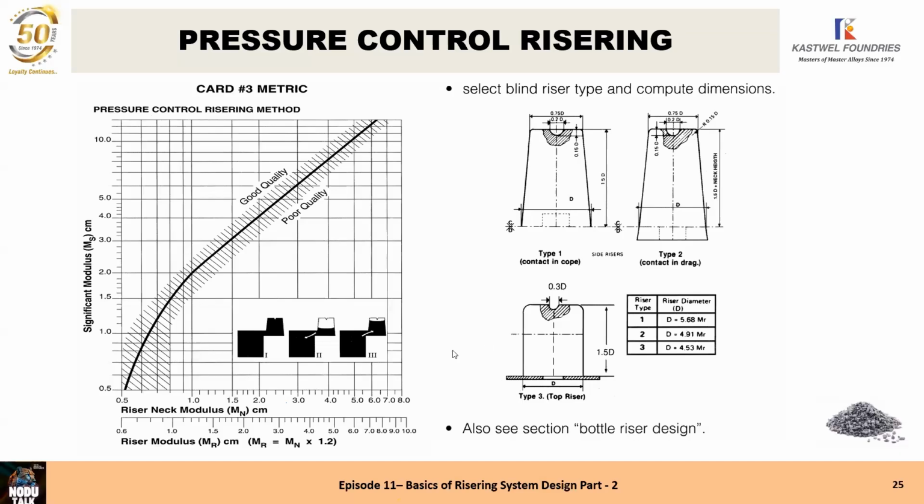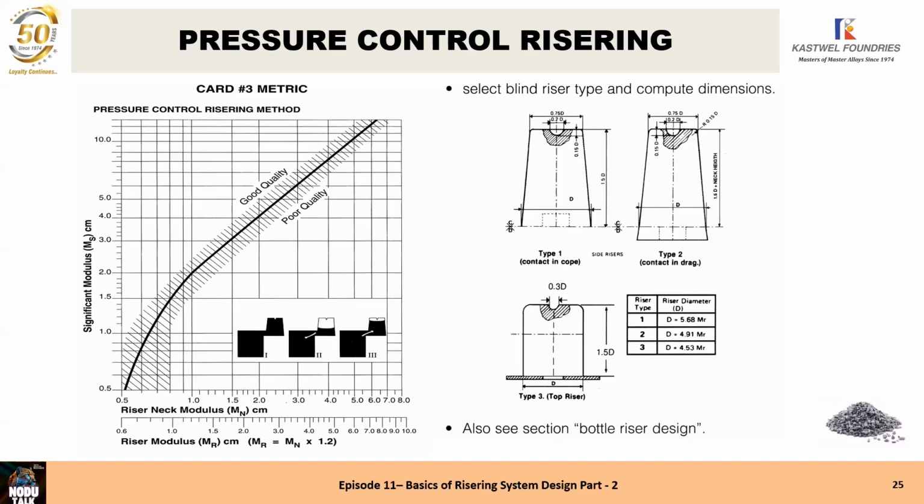So you get the significant modulus of the casting. From the significant modulus of the casting, with the help of this graph, you get the neck modulus. Once you get the neck modulus, you can get the riser modulus. Once you get the riser modulus, you are ready for doing the riser design calculations, all the dimensions.